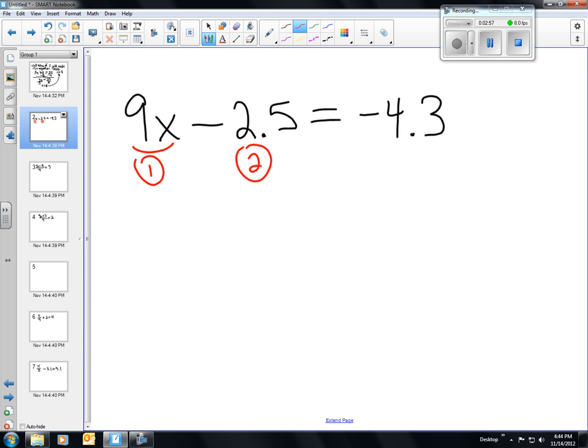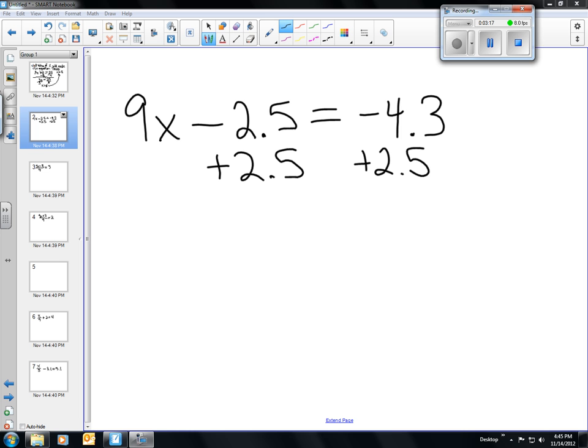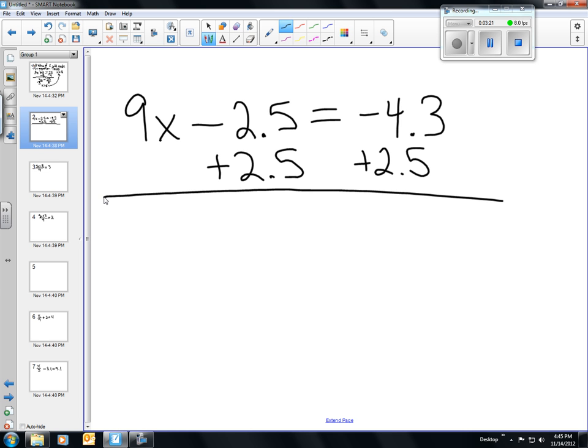But if we're solving the equation, we're going to work backward again. And so here, we would start with this number. And the way to undo the subtraction by 2.5 would be then to add 2.5 to both sides. So we would add 2.5 to both sides. And then here, we could say that negative 4.3 plus 2.5 would be negative 1.8.